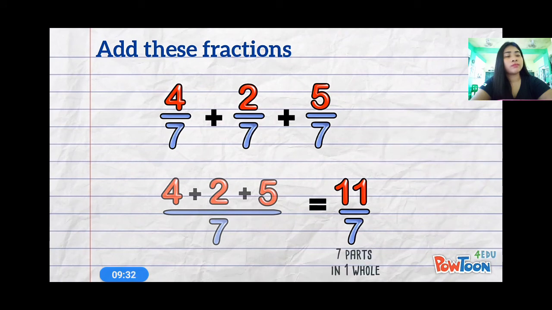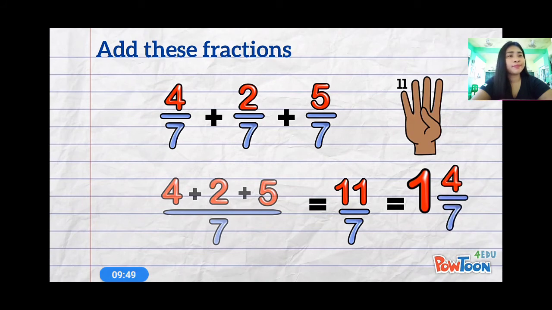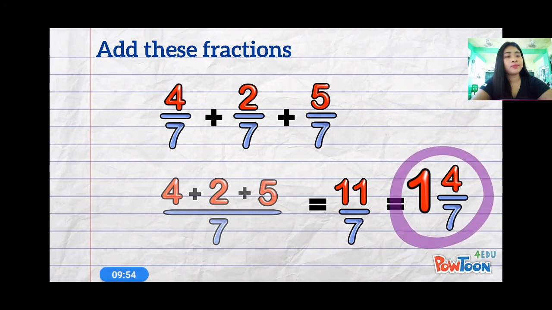That means there's 7 parts in one whole. How many groups of 7 are there in 11? Well, there's one group of 7, and what's left over? Count it up: 8, 9, 10, 11. 4 left over, and that's our numerator. Put that back over the original denominator of 7 and we're done. Our answer is 1 and 4/7.